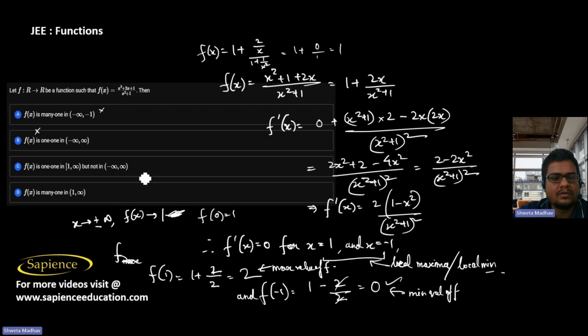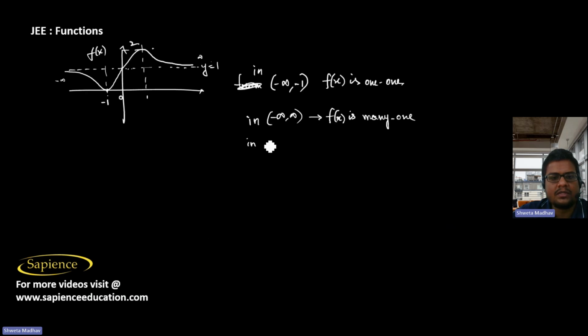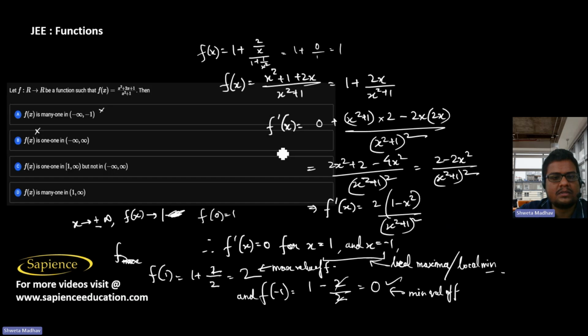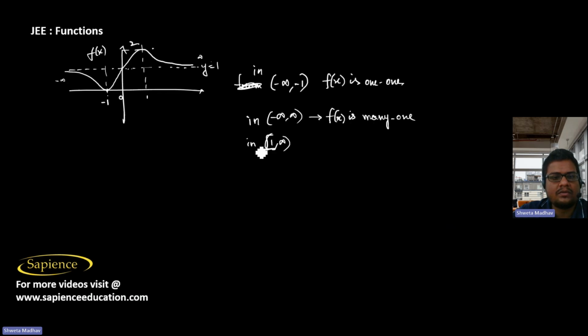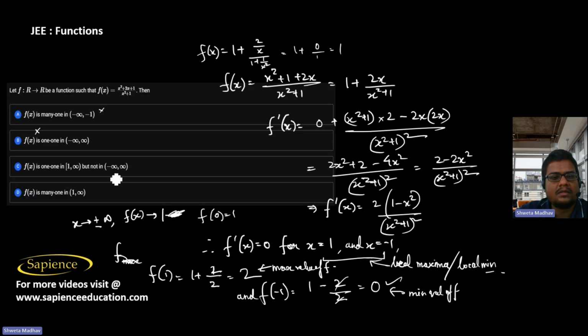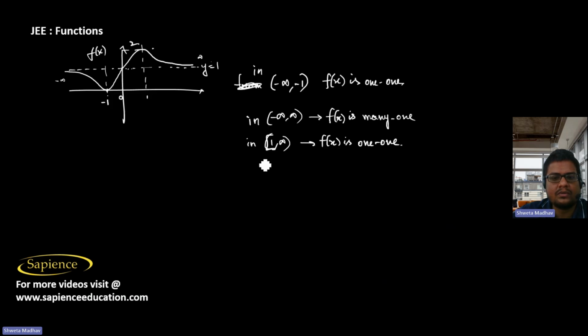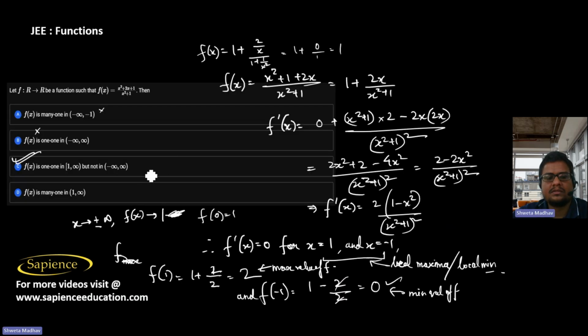And then C is told 1-1 in 1 to infinity. So in the closed interval 1 to infinity, f of x is obviously 1-1. And in -infinity to infinity, it is many to 1. So option C is the correct answer. And in option D, it is told f of x is many to 1 in 1 to infinity. No, that is also wrong, since in 1 to infinity, f of x is 1-1 only. So option C is the correct answer.